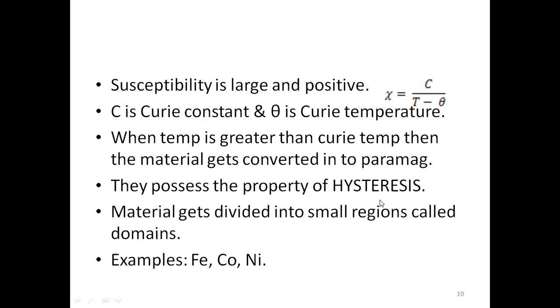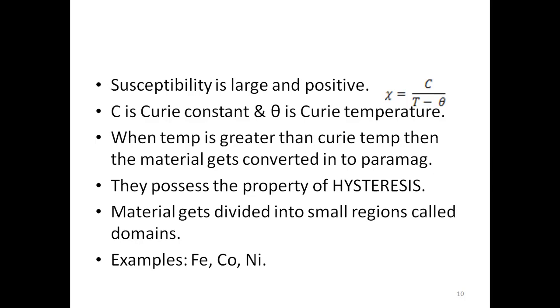Hysteresis plays a very vital role in understanding the different applications of the ferromagnetic material, and we'll definitely discuss that in a later section. So they possess the property of hysteresis. The material gets divided into small regions, and when divided into small regions, they are called domains. Examples of materials that come under the category of ferromagnetic material are iron, cobalt, nickel.